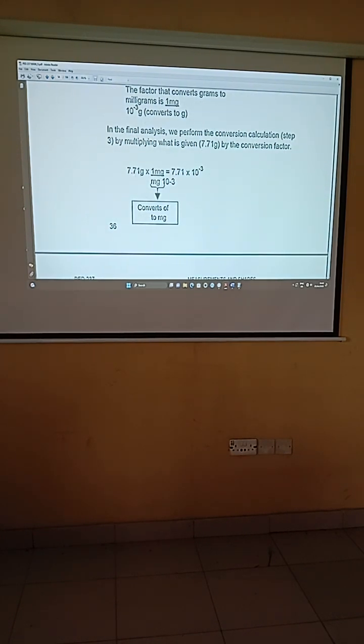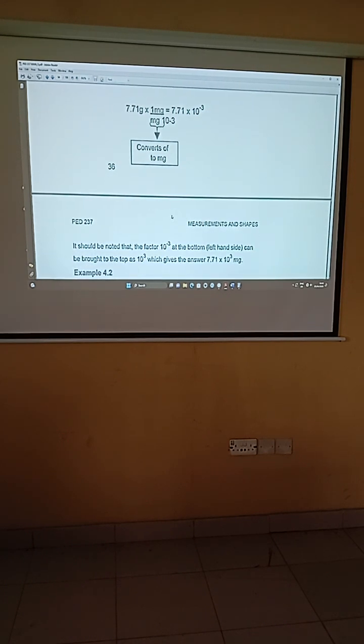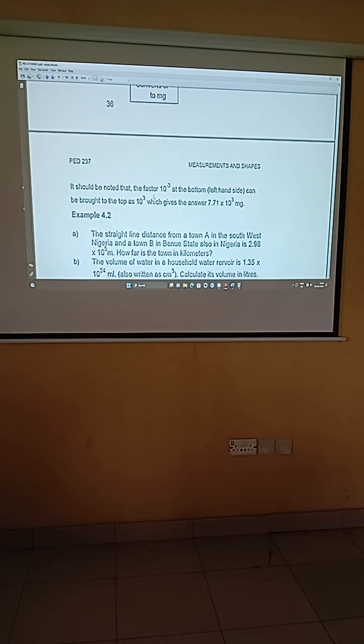So 7.71 gram times 1 milligram is equal to 7.71 by the factor 10 to the power minus 3 gram. Then it should be noted that the factor 10 to the power minus 3 at the bottom left hand side can be brought to the top as 10 raised to the power 3, which gives the answer 7.71 by 10 to the power 3 milligram.